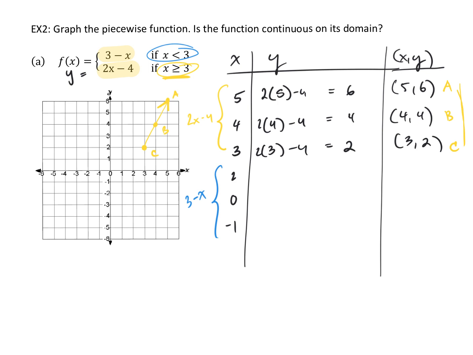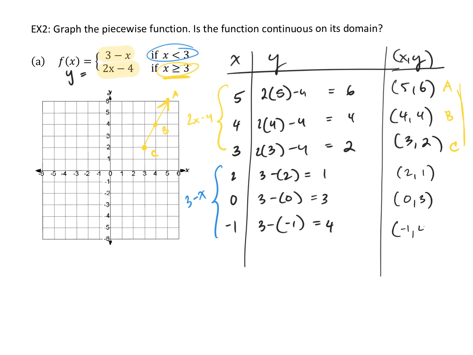So 3 minus x. That'll be 3 minus 2, which is going to be 1. 3 minus 0, which is going to be 3. And 3 minus negative 1, which is going to be 4. So these points are going to be 2, 1, 0, 3, negative 1, 4. And again, I'll label these as well. Let's see, we're doing a blue line, A, B, C, D, E, F.